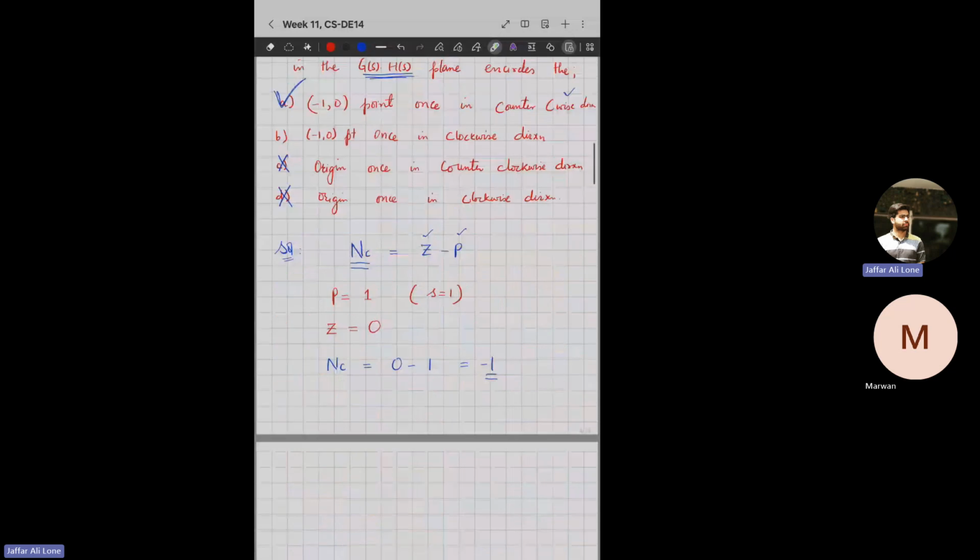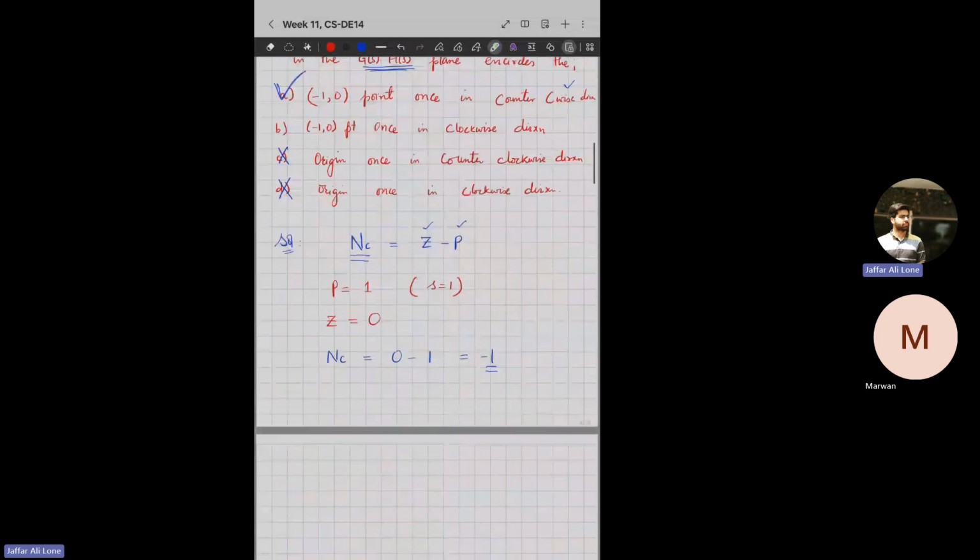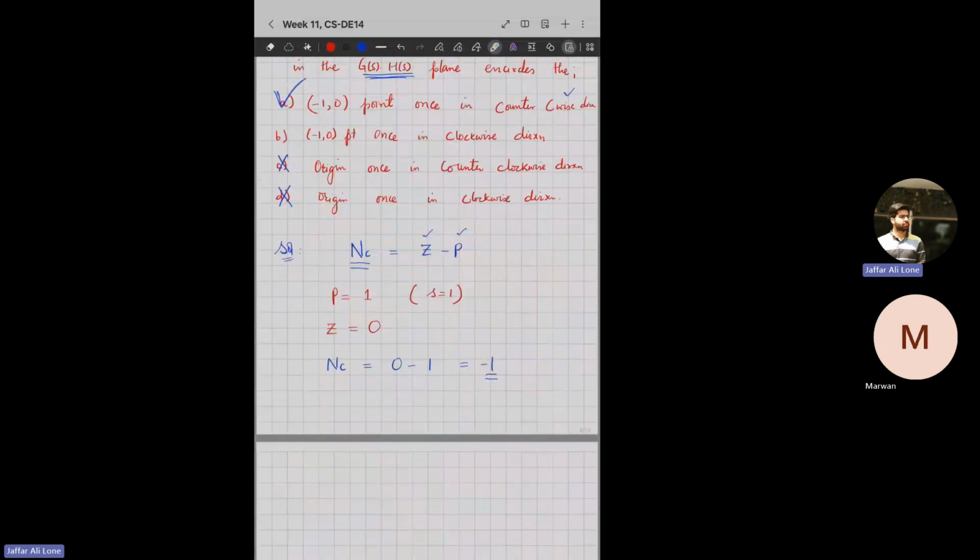So that's what I wrote here. My Z is closed loop poles in the RHP. My P is open loop poles in the RHP. So I got P is 1, Z is 0, and NC is -1. So it means there is one encirclement around the point -1 comma 0. And what is the direction? The direction is counterclockwise because of the -1.